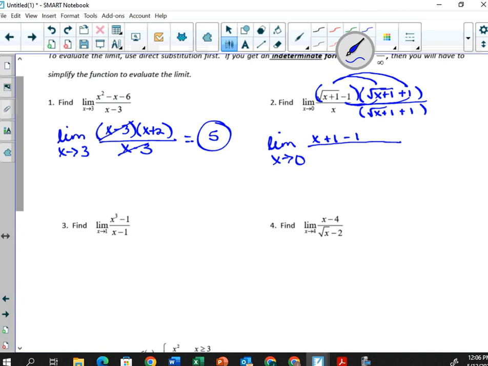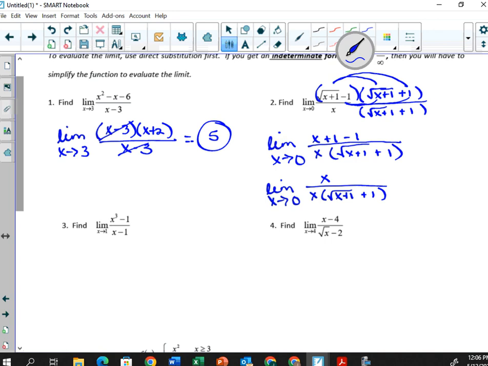Denominator, I'm not going to multiply this out. I'm going to leave it factored as x times square root of x plus 1, plus 1. All right. What happens with the 1 minus 1 in the numerator? Okay, so what we have is x up there, and then x times this lovely business. Don't distribute. What do we see?